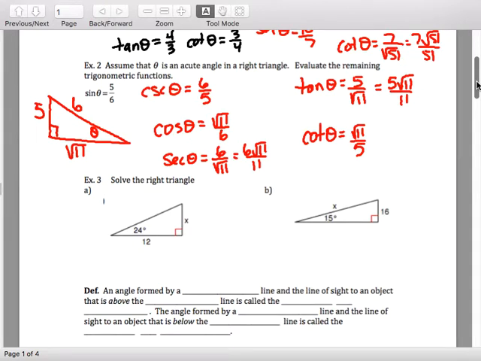All right, any questions on example 2? Just coming back to you pretty easily? Good. All right, example 3. So solving a right triangle. In letter A, I have 24 degrees. I have the opposite side and the adjacent side. So what trig function would you use? Tangent, okay? That's TOA. So I'm going to say the tangent of 24 degrees equals x over 12.